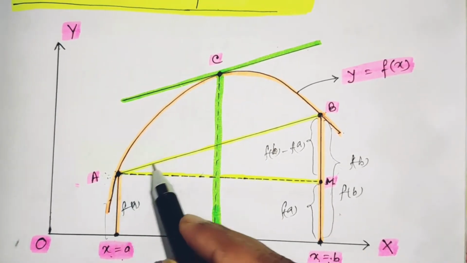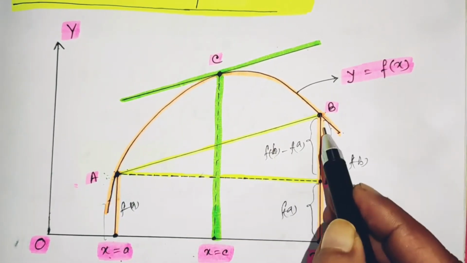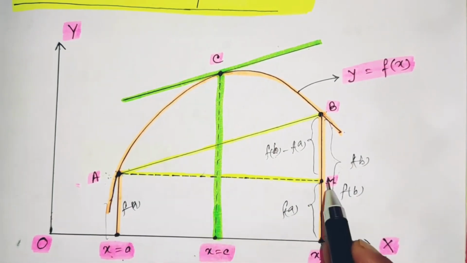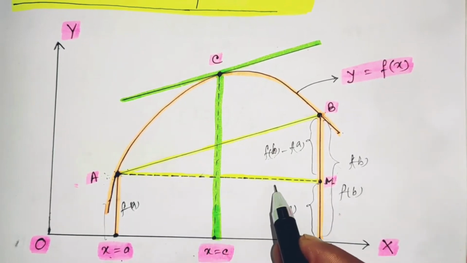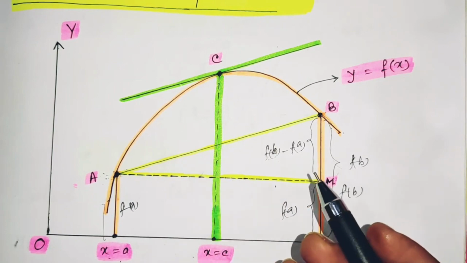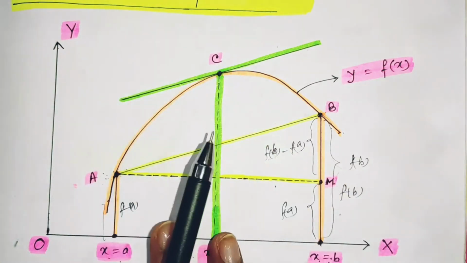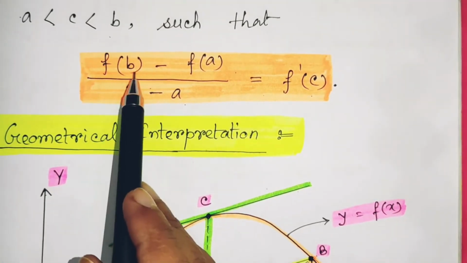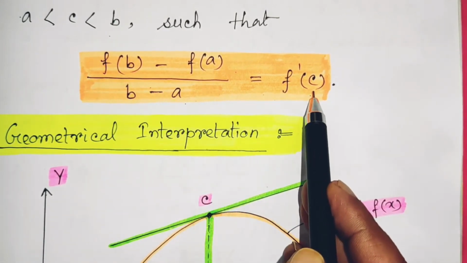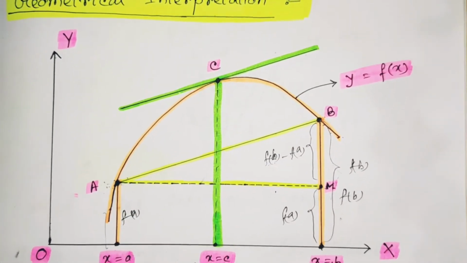So what should be the value of this one? We can say f of B minus f of A is the perpendicular and this is the base. So perpendicular by base is nothing but tan theta, and tan theta is nothing but the derivative of the function. That's why the formula for the mean value theorem is f of B minus f of A divided by B minus A is equal to f dash C. That is verified. So this is our Lagrange mean value theorem, and this is the geometrical interpretation.